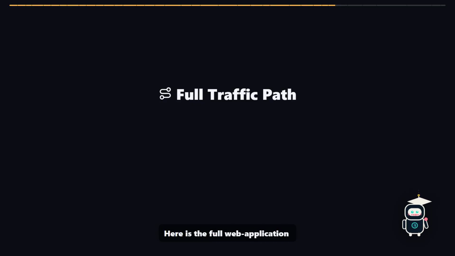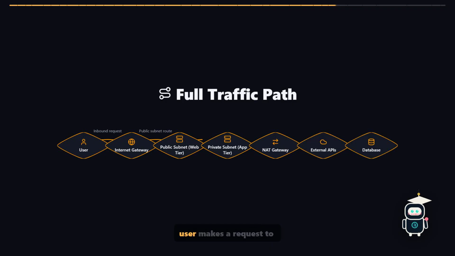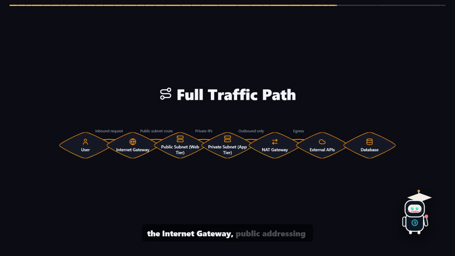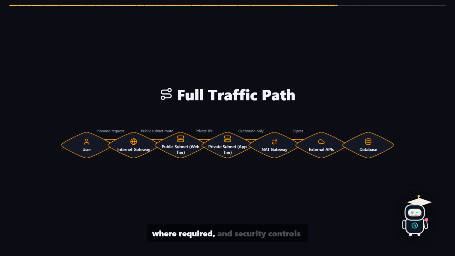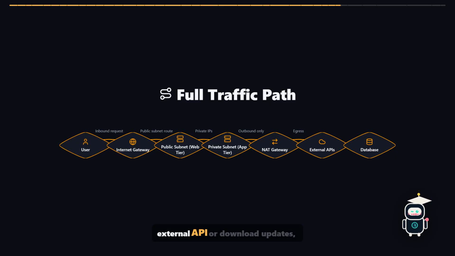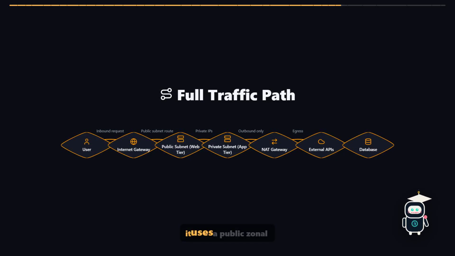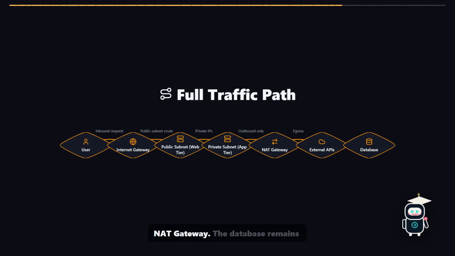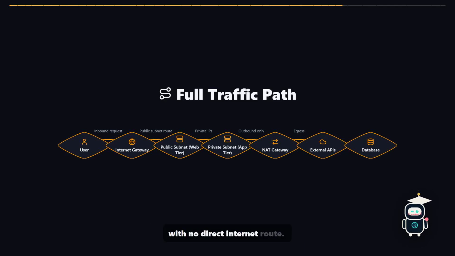Here is the full web application path in one view. A user makes a request to a public entry point. That resource has a route to the Internet Gateway, public addressing where required, and security controls that allow the request. From there, traffic moves to the application tier using private addresses inside the VPC, never over the public internet. When the application tier needs to call an external API or download updates, it uses a public zonal NAT gateway or a regional NAT gateway. The database remains with no direct internet route.